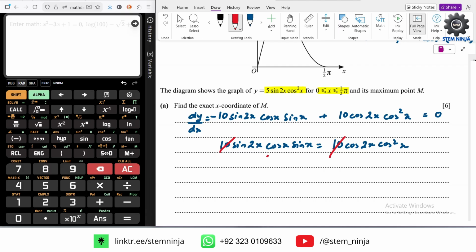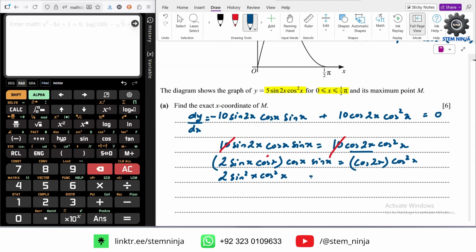We can't just simply cancel out the trigonometric factors right away, so let's convert them into one form or the other. So sine 2x can be converted into 2 sine x cos x, and cos 2x cos squared x. So this becomes 2 sine squared x cos squared x equals cos 2x cos squared x.